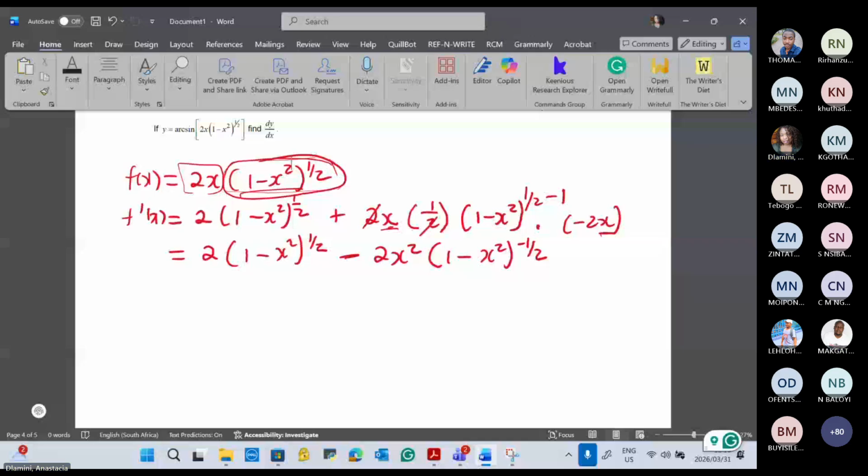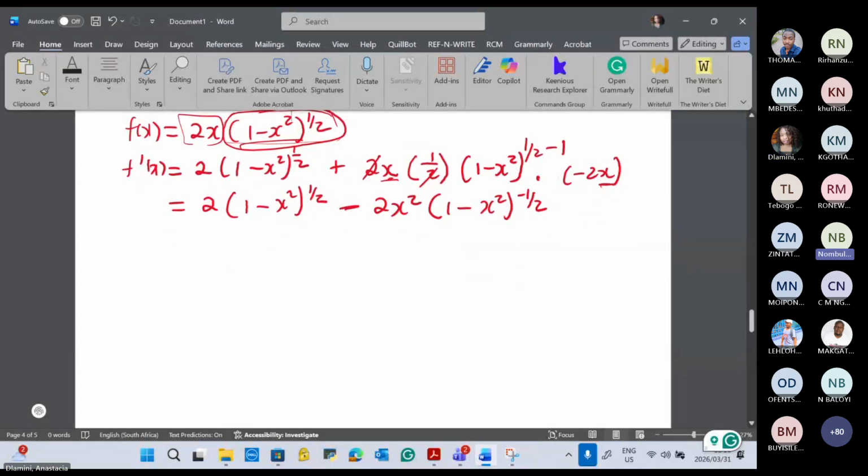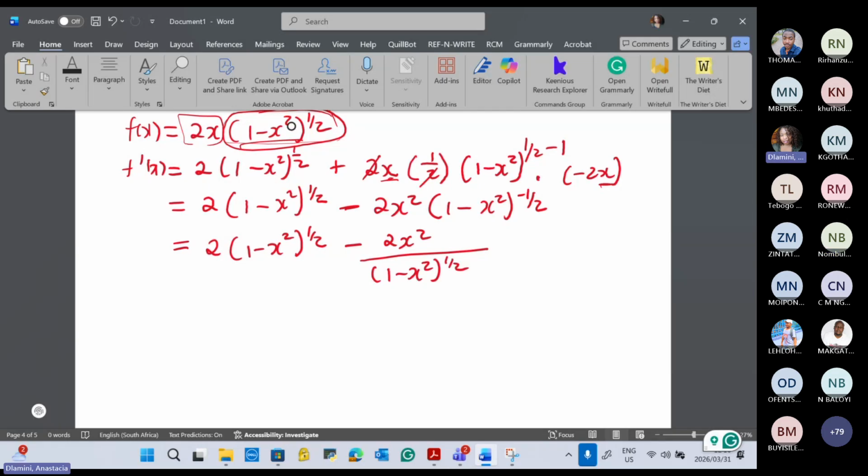Don't you need to change the terms that are exponent half to square root and then make it a common denominator? Okay, yes, we can do that. So let's see. It's 2 roots 1 minus x minus 2x squared over 1 minus x squared to the power 1 over 2, minus 2x squared over. So this is what you're saying. Yes, but also the other one into square root, the first one. And then you want to make it a common denominator. Yes.